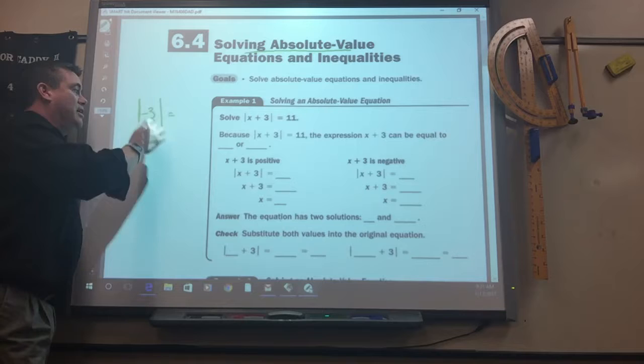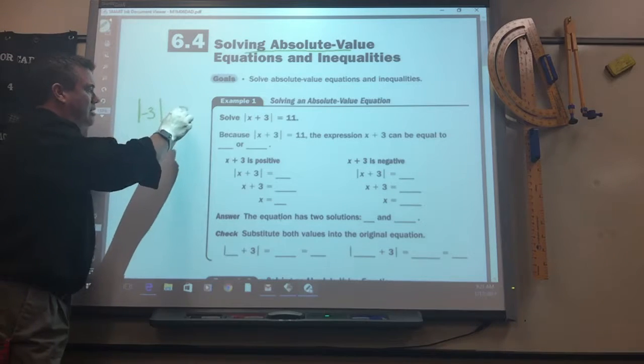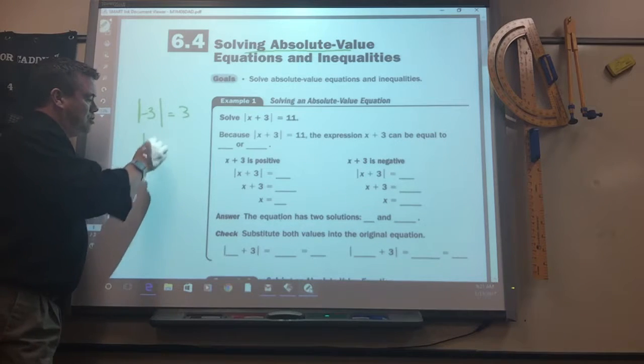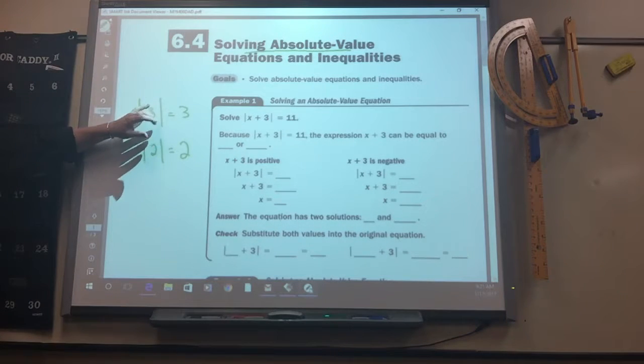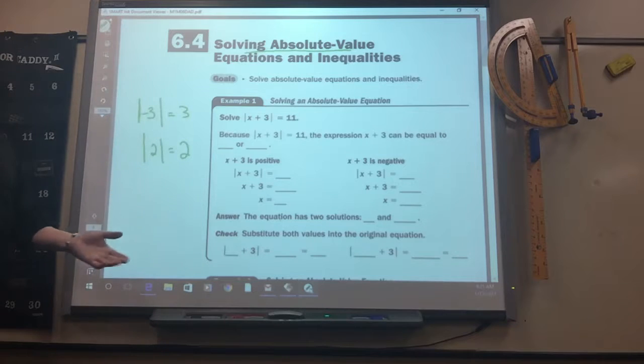What's the absolute value of negative 3? 3. What's the absolute value of 2? 2, right. Absolute value doesn't mean change the sign. It means it's always positive.